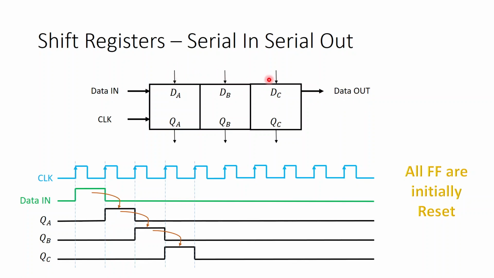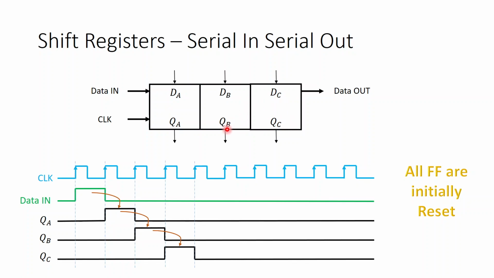What are these arrows? These arrows are the initial setting of the DA, DB, DC. Initially you can feed with some value here. Normally they are reset, but you can feed with any binary word. QA, QB, QC are the states which are coming out from the individual flip-flops. So this is a block diagrammatic representation of the shift register.